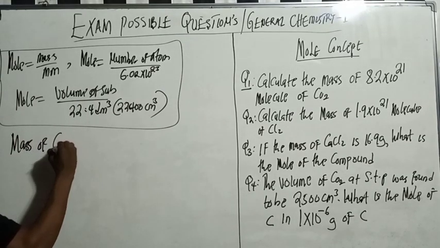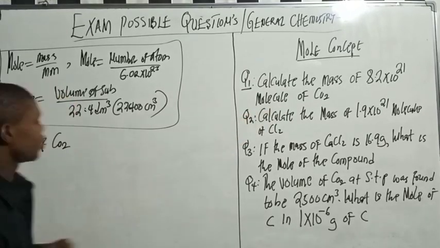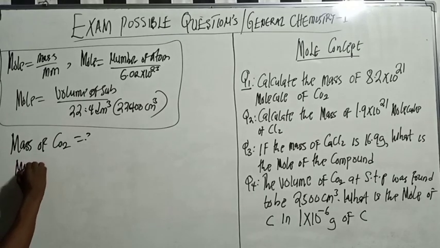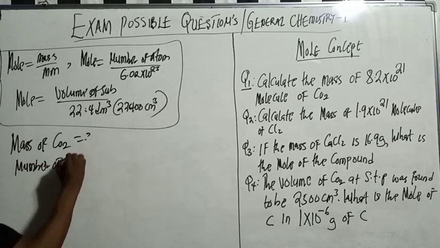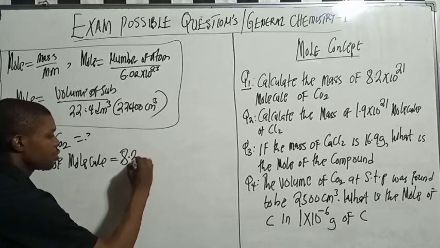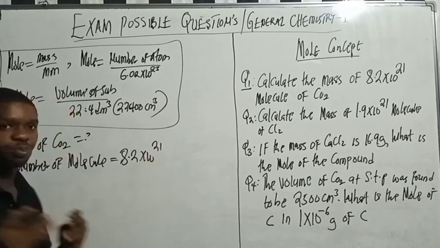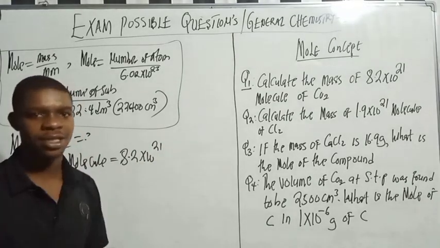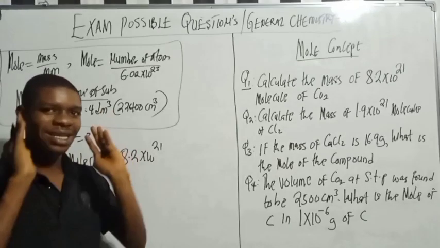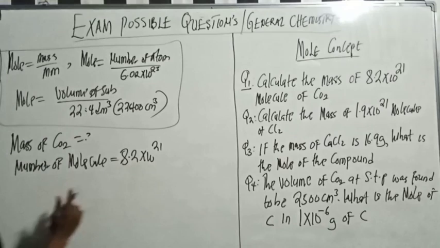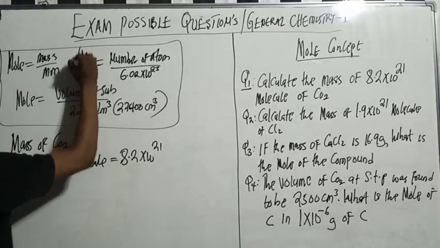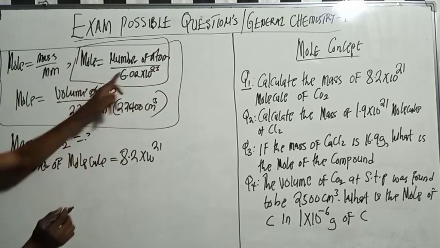the mass of CO2 is what they ask you to look for, and they gave the number of molecules to be 8.2 × 10^21. Please follow me closely here because I'll be a little bit fast so that I can cover most of the topics in this video. What they want us to look for is the mass, and they gave the number of molecules, which I'm going to use.